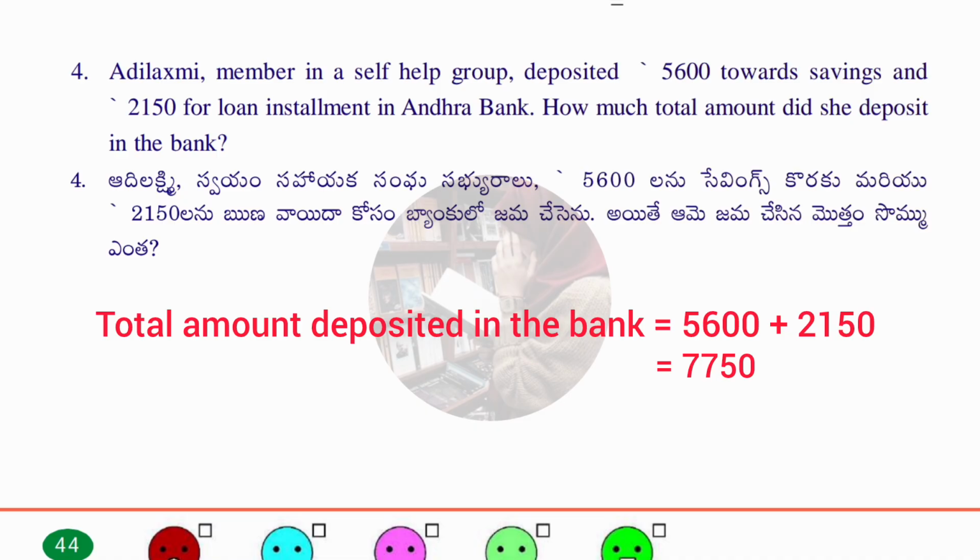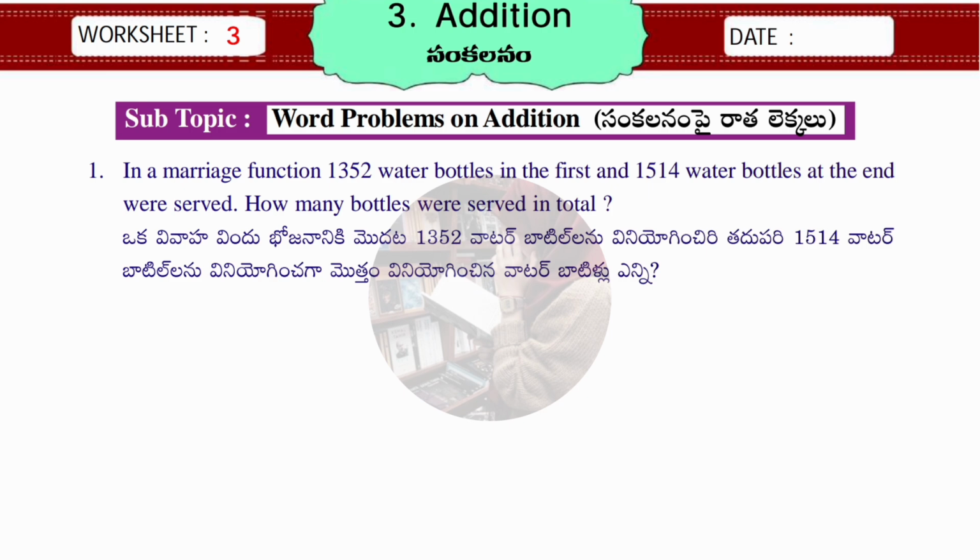Understood? Okay, now we'll move to the next worksheet, that is worksheet number 3. Here the subtopic is word problems on addition. Okay, let's see. Some questions are given. We have to give the answer for each and every question here in this third worksheet. First question is, in a marriage function, 1,352 water bottles in the first and 1,540 water bottles at the end were served. How many bottles were served in total?